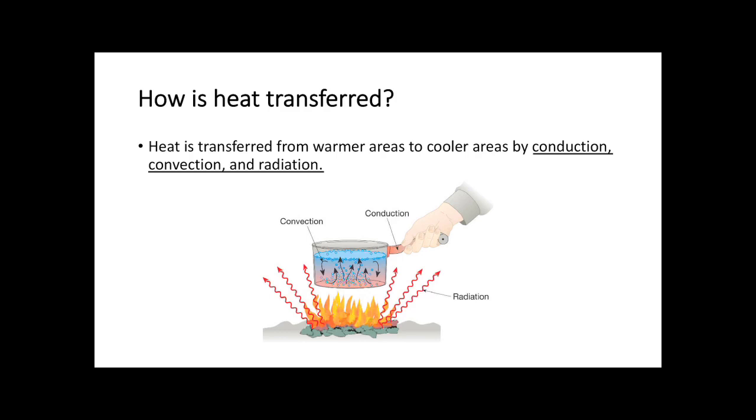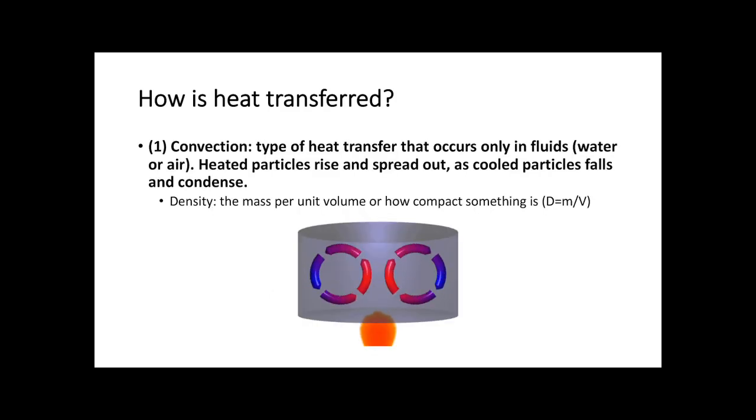Heat can be transferred in 3 different ways: either by conduction, convection, or radiation. And again, heat is always going to be transferred from the warmer area to the cooler area by one of these 3 methods. Convection is a type of heat transfer that occurs only in fluids, such as water or air. The heated particles rise and spread out. The cooled particles fall and condense. That's what you're seeing here in this animation. The heat is rising, the cold is falling, creating something called convection currents.